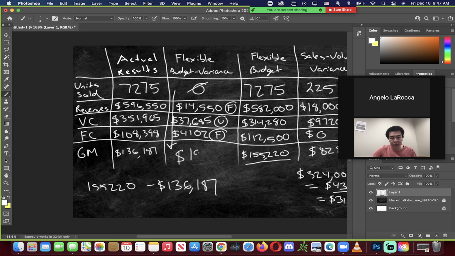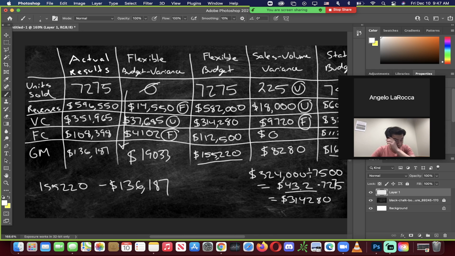We're going to get 19,033, and that is unfavorable, right? Because our margins are less. Our profit margins are less, or we're making less money now in the actual results compared to the flexible budget. That's not good.